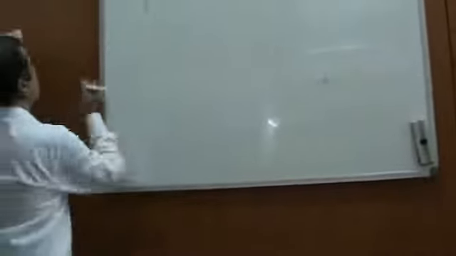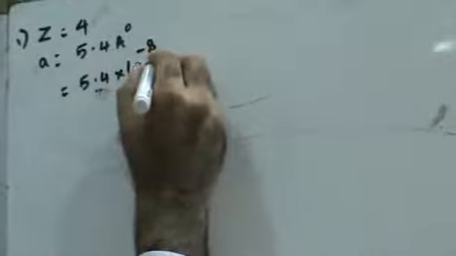Let's see another sum, guys. Argon on crystallization at 179 Kelvin forms an FCC lattice with unit cell edge 5.4 Angstrom. Calculate Avogadro's constant.